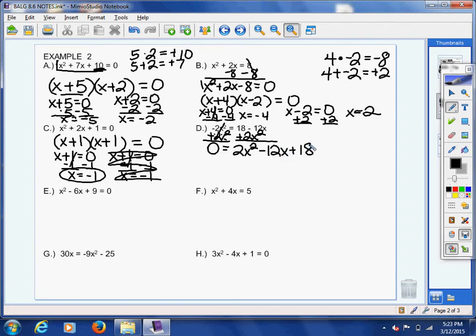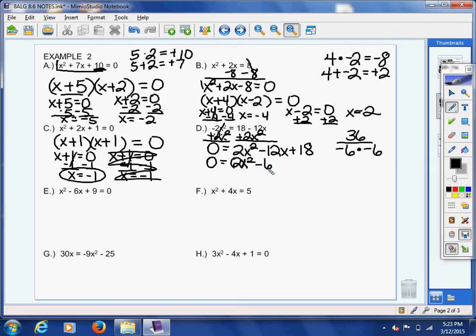Now to make this a little bit easier to factor, that's all right. We'll just do it like it is. That's fine. We're going to factor by grouping. So we're going to have to rename that middle term, okay? And so remember, 2 times 18 is 36. So I need factors of 36 that add up to be -12, okay? So hopefully you're seeing in your head -6 times -6. -6 times -6 is positive 36. But it also adds up to be -12.